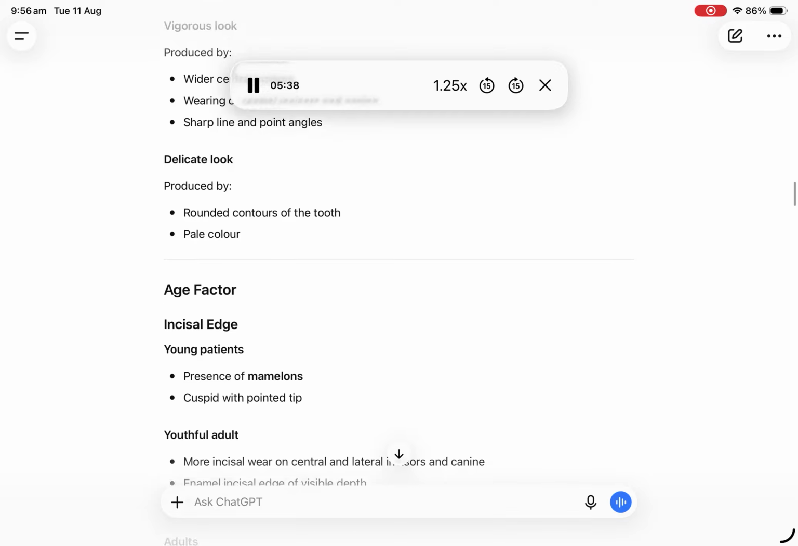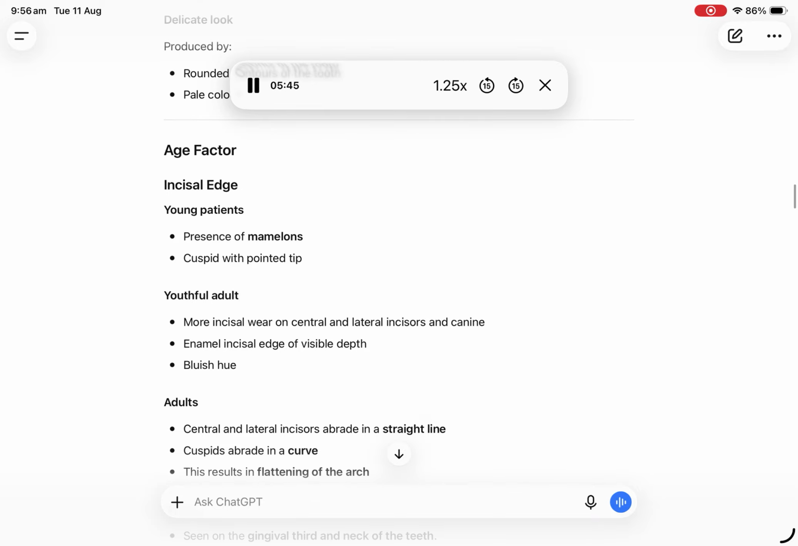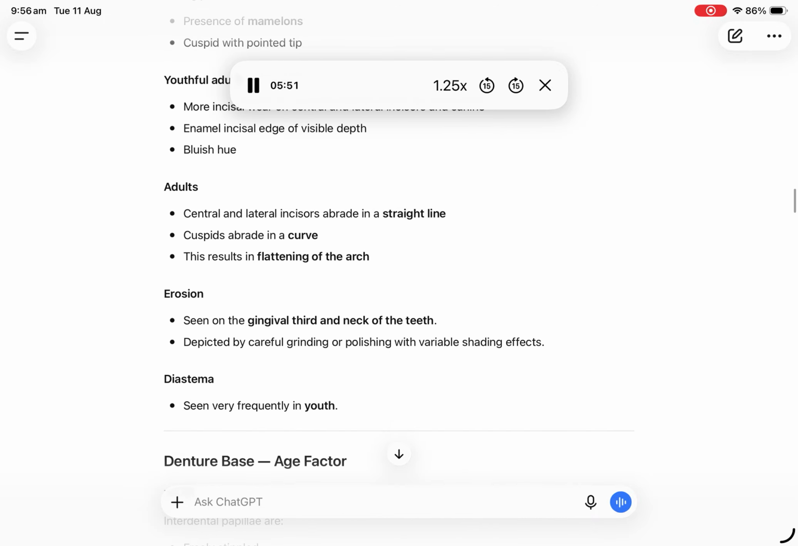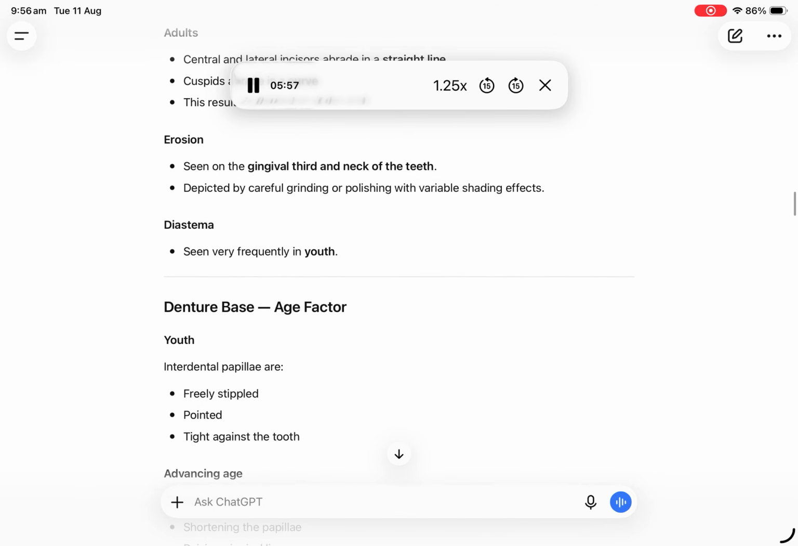Youthful adult: more incisal wear on central and lateral incisors and canine, enamel incisal edge of visible depth, bluish hue. Adults: central and lateral incisors abrade in a straight line, cuspids abrade in a curve. This results in flattening of the arch. Erosion is seen on the gingival third and neck of the teeth, depicted by careful grinding or polishing with variable shading effects. Diastema is seen very frequently in youth.